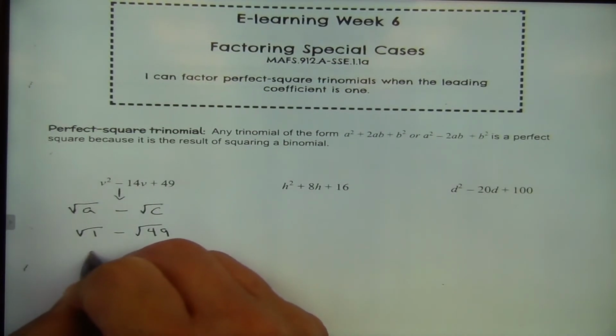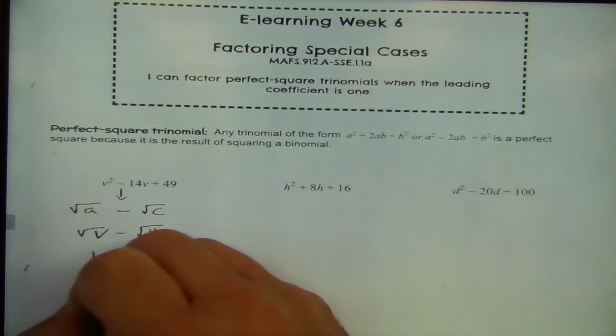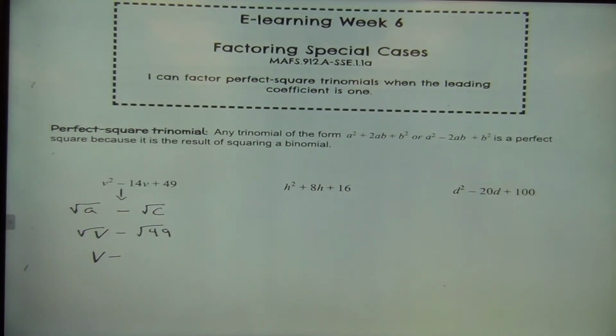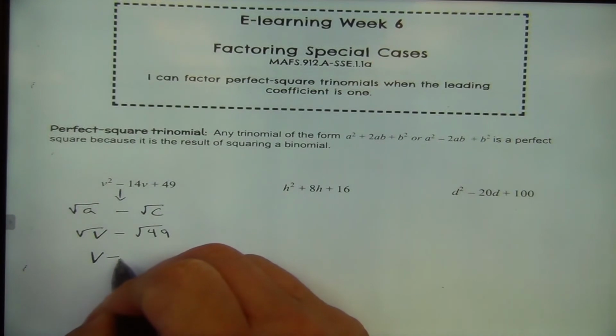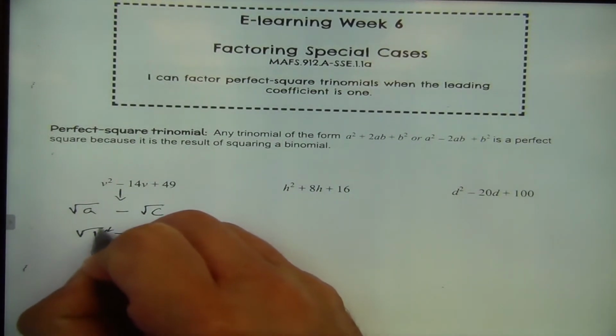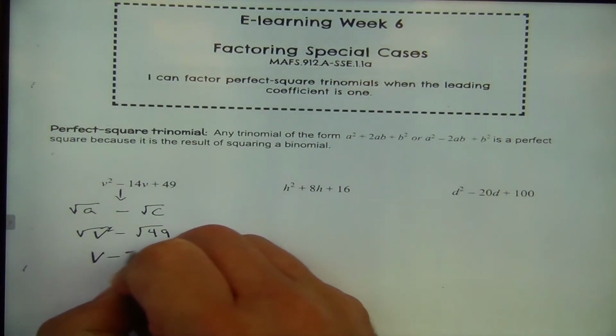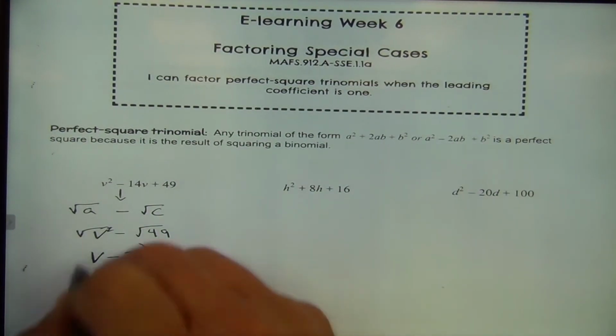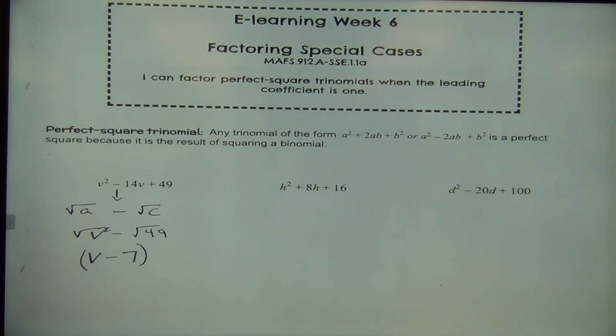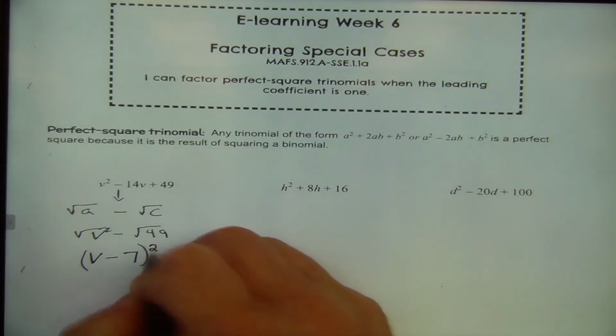The square root of 1 is 1, and it should be 1b. It's not a 1, it's a b. And then the square root of b squared is b, and the square root of 49 is 7. And all we're going to do to finish it is put that in parentheses and square it.